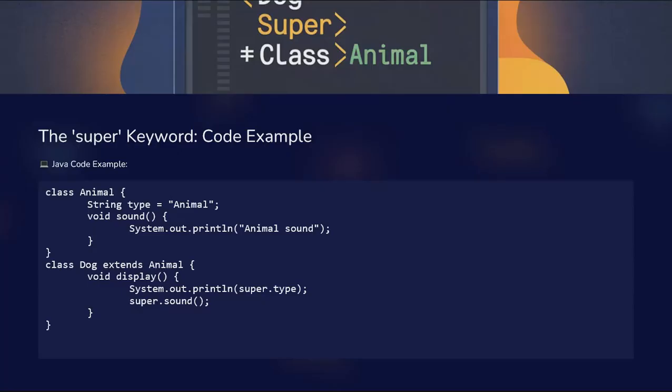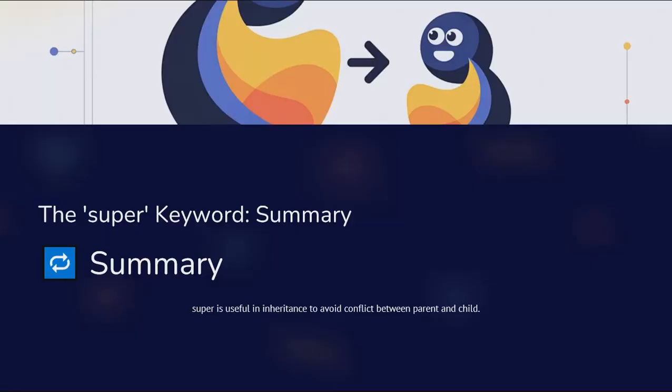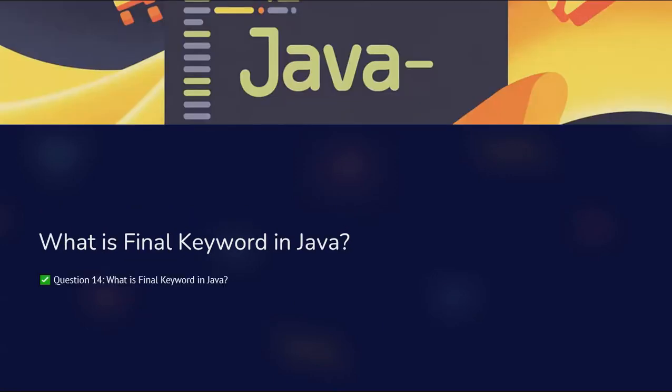Here is one example. You can see that Animal is a class, one string variable type is equal to animal, and sound is a method. Now class Dog extends Animal. In the display method you can see super.sound. So super.sound will call the method of the Animal class directly using the super keyword. Using super you can access the variables from your immediate base class. So summary, super is useful in inheritance to avoid conflict between parent and child. That's why it is called the super keyword. Right guys? Let's move to the next question.